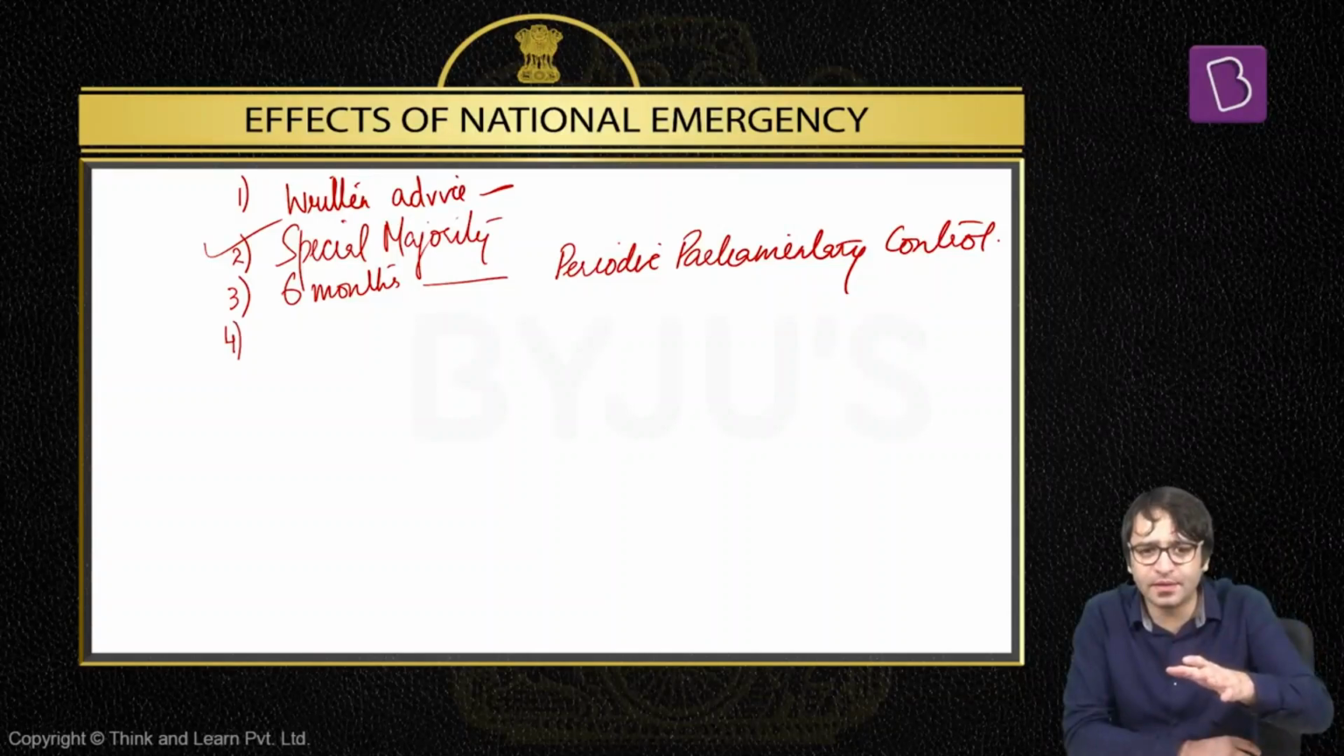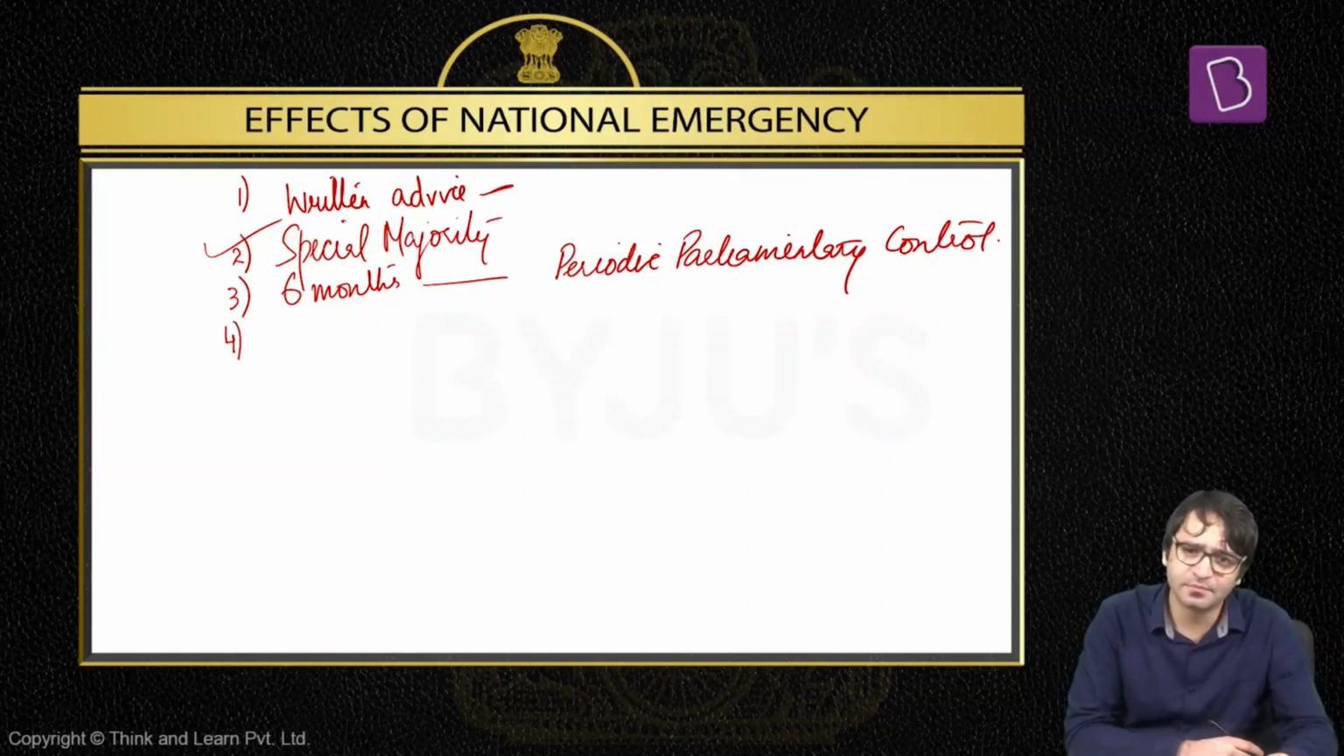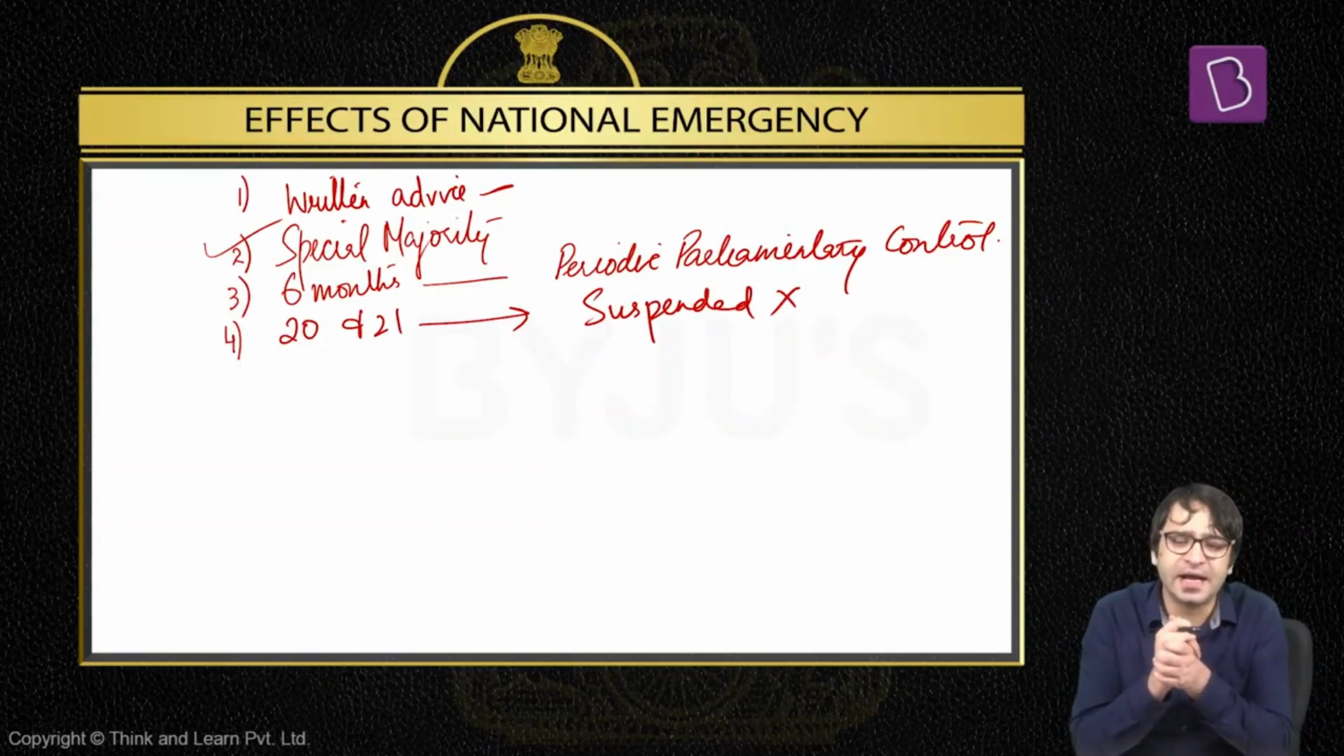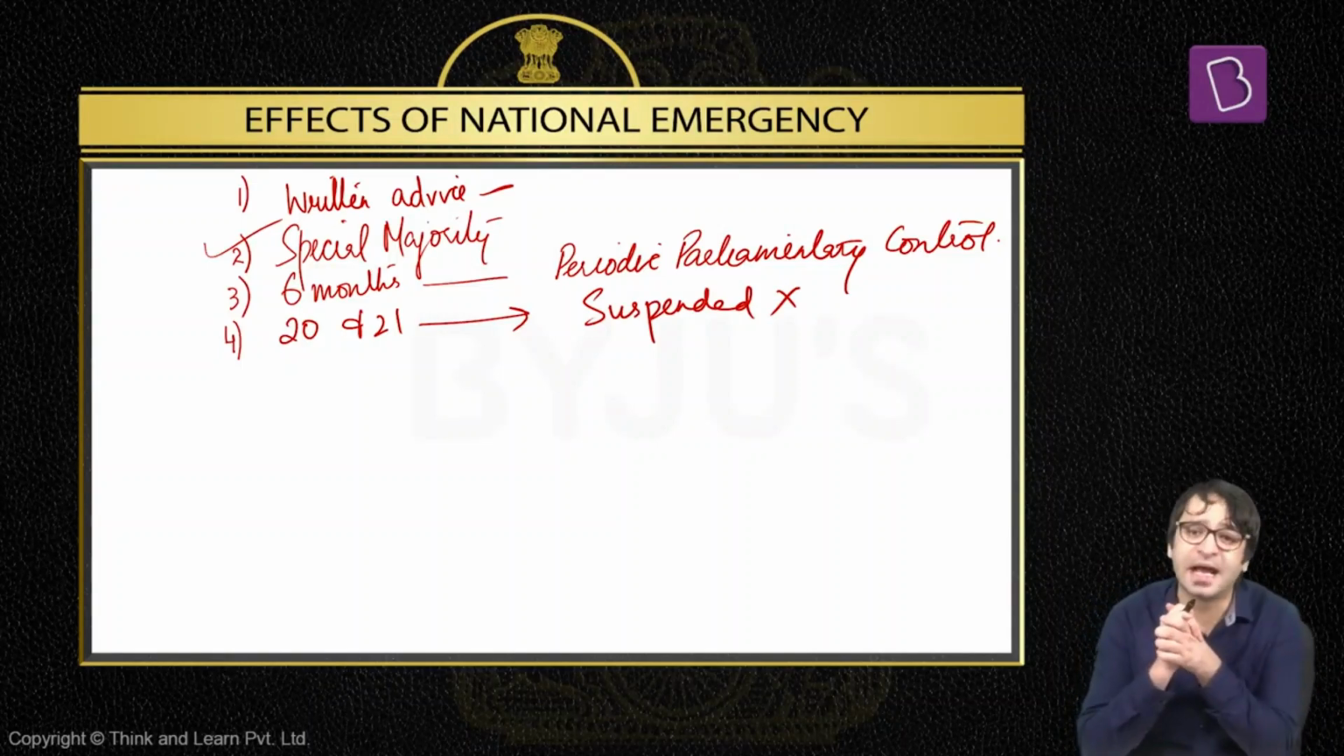Fourth thing, prior to the 44th Amendment, the enforcement of any fundamental right could have been suspended by the President. But now, because of this 44th Amendment, Article 20 and 21 cannot be suspended. That means two fundamental rights will never be suspended, even during national emergency, and that is Article 20 and 21.